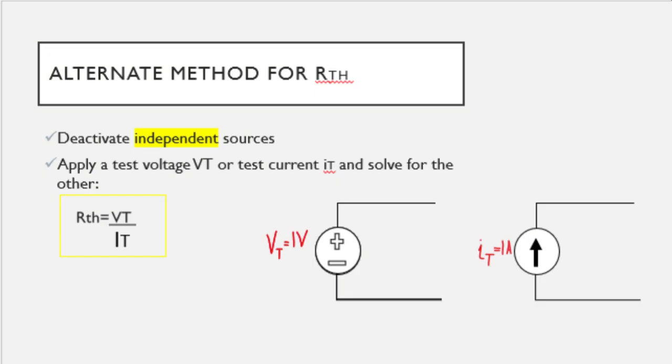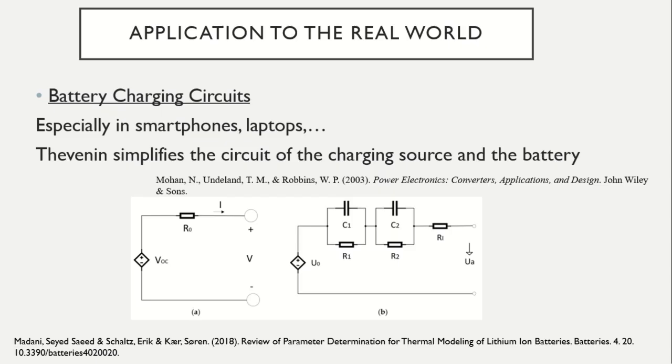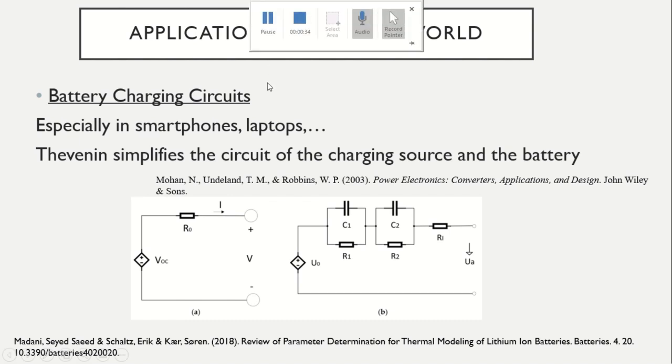As for applying Thevenin to the real world, one example is in battery charging circuits, especially those in smartphones and laptops. Thevenin's theorem is used to model both the charging source and the battery, and it simplifies the analysis of how the internal resistance of the battery and the charging source interact. This helps us calculate the charging efficiency, charging time, and voltage levels, which is especially useful when trying to optimize control circuits to extend battery life.